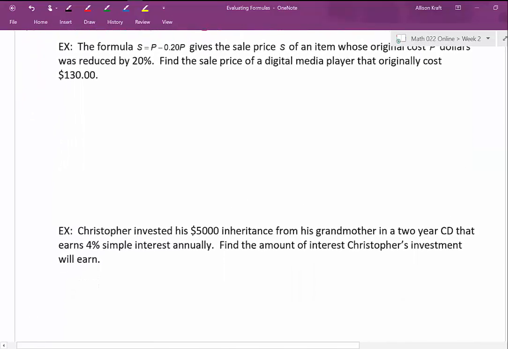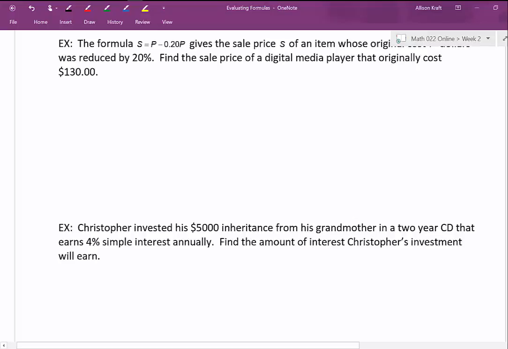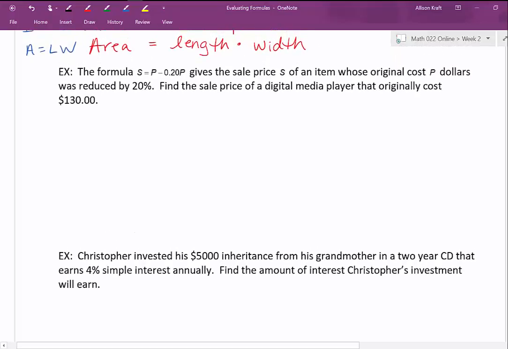In our first example, the formula S equals P minus 0.20P gives the sale price S of an item whose original cost P dollars was reduced by 20%. We want to find the sale price of a digital media player that originally cost $130.